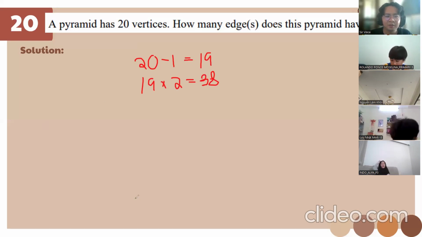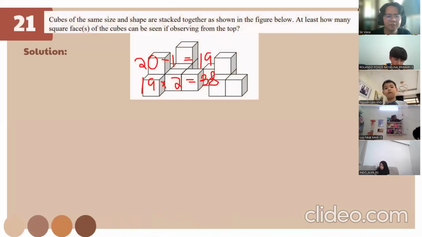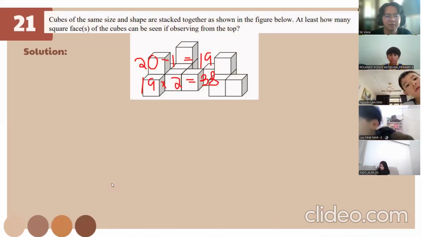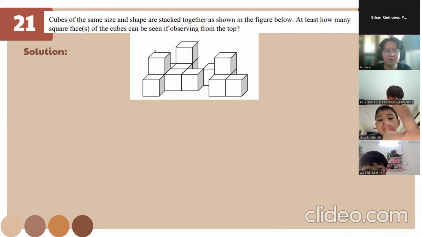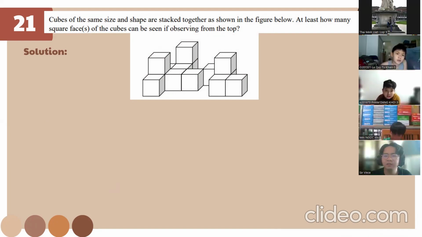Okay? So, let's go to number 21. For this one, class, this should be easy because the cubes of the same size and shape are stuck together. At least how many square faces of the cubes can be seen if observing from the top? So for this one, you'll just count them right ahead.